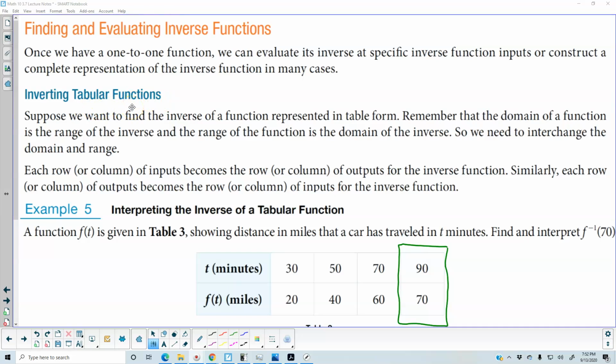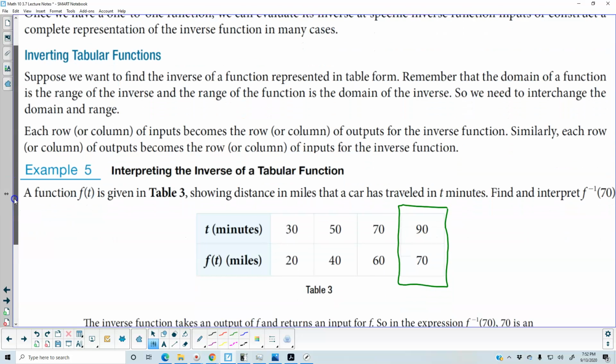Inverting tabular functions. Suppose we want to find the inverse of a function represented in table form. Remember that the domain of a function is the range of the inverse, and the range of the function is the domain of the inverse. So we need to interchange the domain and range. Each row or column of inputs becomes the row or column of outputs for the inverse function. Similarly, each row or column of outputs becomes the row or column of inputs for the inverse function.